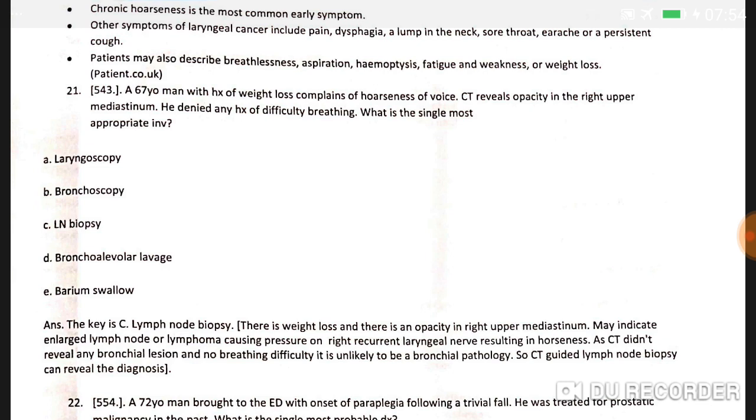A 67-year-old man with a history of weight loss complains of hoarseness of voice. CT reveals opacity in the right upper mediastinum. He denied any history of difficulty breathing. What is the single most appropriate investigation?